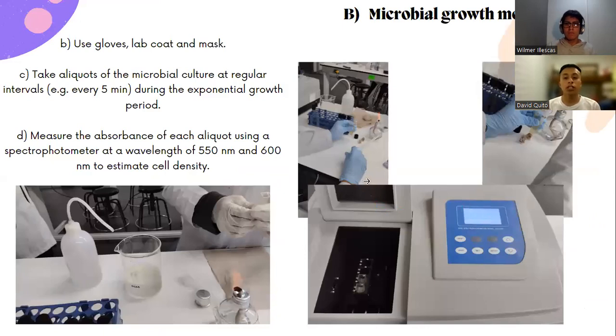The second part of this process of the growing of the E. coli is the microbiology growth measurement. In this case, using 3 different parts about this process, such as use gloves, lab coat, and masks. The letter C is take aliquots of microbial culture at regular intervals every 5 minutes during the exponential growth period. And letter D, measure the absorbency of each aliquot using a spectrophotometer at a wavelength of 550 nanometers and 600 nanometers to estimate cell density.